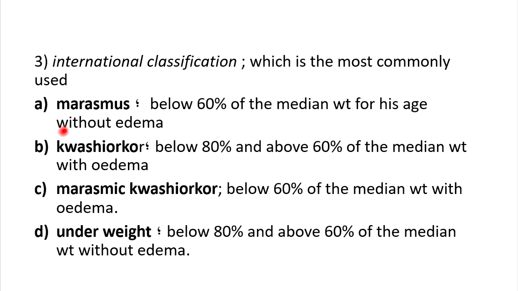Now second، نلقى kwashiorkor: his body weight below 80% and above 60% of the median weight for age and sex with edema. Previously we said without edema, now with edema. C, marasmic kwashiorkor: his body weight below 60% of the median weight with edema. Number 4, underweight: below 80% and above 60% of the median weight without edema.